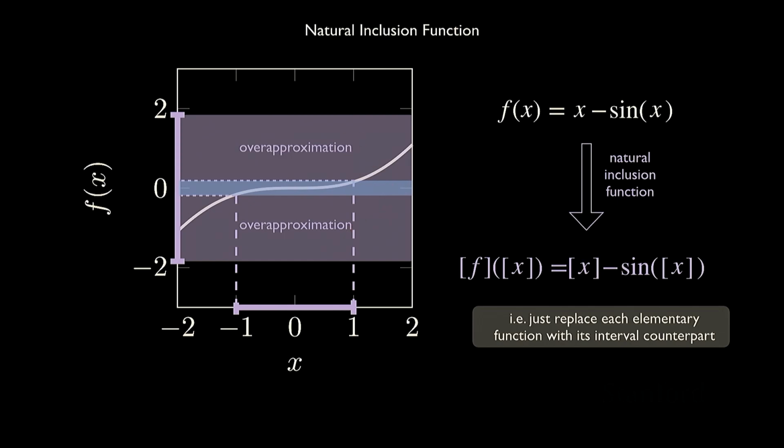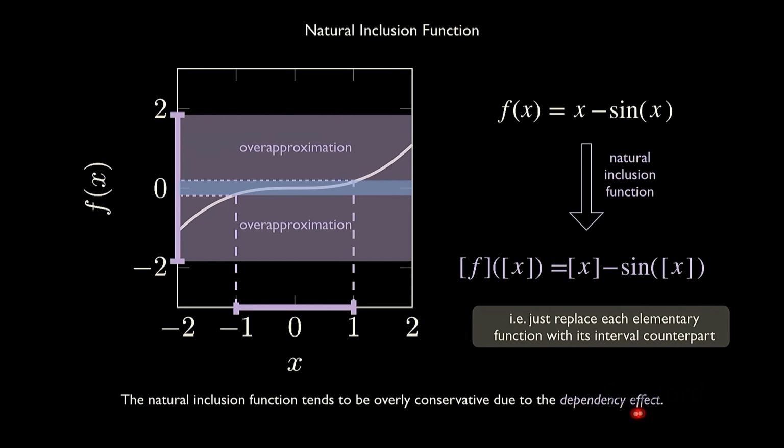All of the stuff out here is over-approximation. It might not be super obvious that that's what happens, but it turns out when you use the natural inclusion function, it tends to be overly conservative. The reason for this is something called the dependency effect. If you want to know a lot about it, I would recommend checking out example 8.2 in the book. I think it takes some time to digest, which is why I'm not going through it in super detail in lecture.